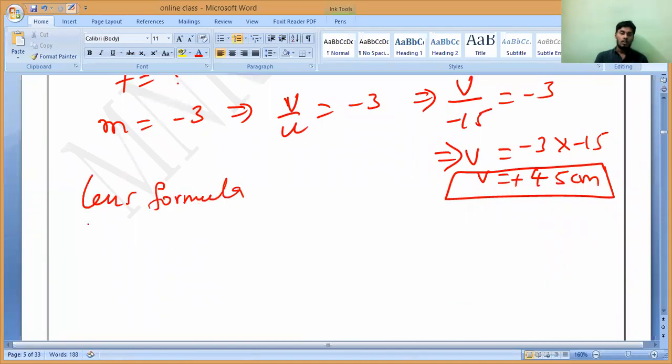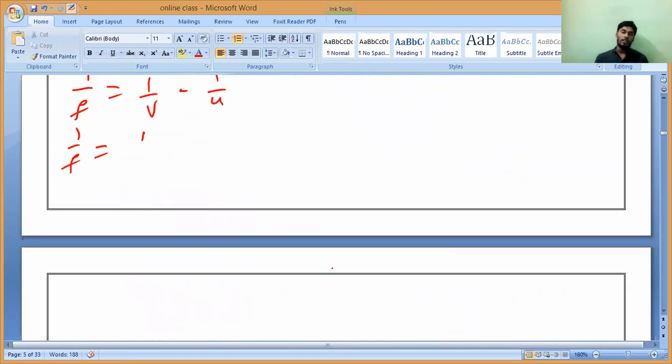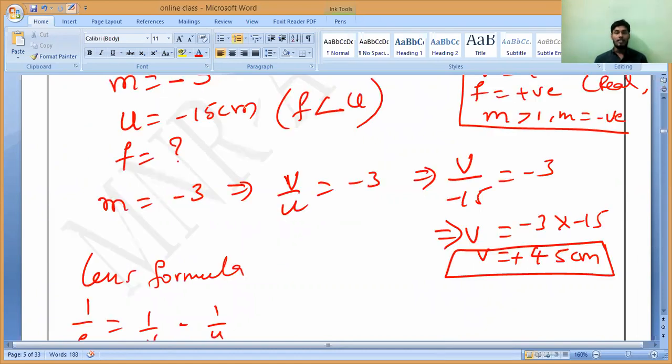1 by f equals 1 by v minus 1 by u. So 1 by f is equal to... Focal length must come how much? Less than object distance or more than object distance? Less than object distance, sir. That is what you should identify. Focal length must come less than object distance, so the value should come less than 15, not considering sign convention.